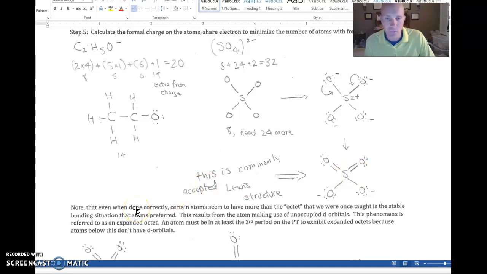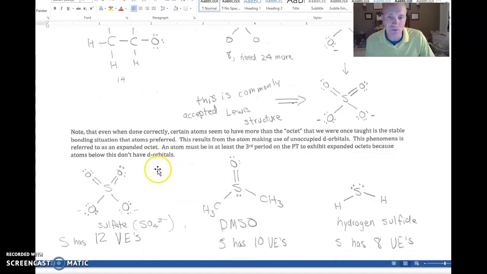With a lot of molecules, that's just the way the bonding occurs, and what's happening there is called expanding the octet. Here are a couple of structures, and sulfur is notorious for this. For example, sulfate would have this Lewis structure, with 12 valence electrons around that sulfur. This molecule right here is called DMSO, which stands for dimethyl sulfoxide, and you'll notice that it has 10 valence electrons. This molecule also contains sulfur. This is hydrogen sulfide, and it has only 8 valence electrons. So this one is actually satisfying the octet rule the way we've traditionally seen it in the past.